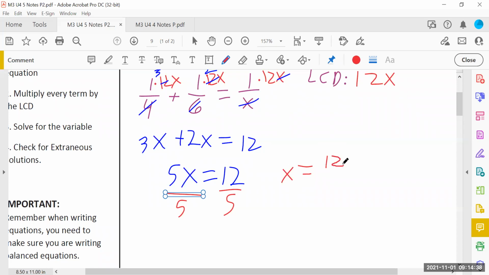X is equal to 12 fifths, which you could put in a calculator and say is about 2.4. Is that right? So that fits in with our reasonable answer, between 2 and 3 hours. If I had gotten 10 hours, I'd know I'd done something wrong because that's longer than either person does on their own. If I'd gotten less than 2 hours, I'd know I'd done something wrong because that would be faster than the fastest person working at twice the rate.